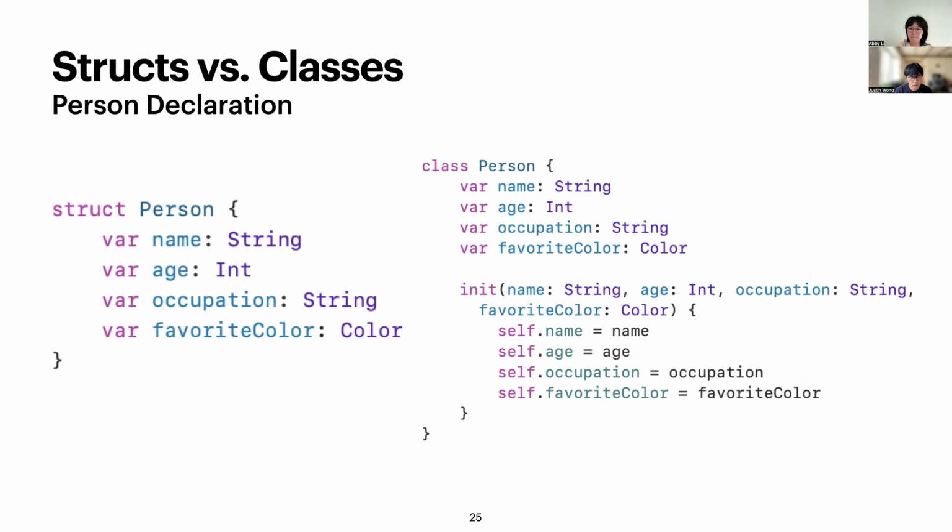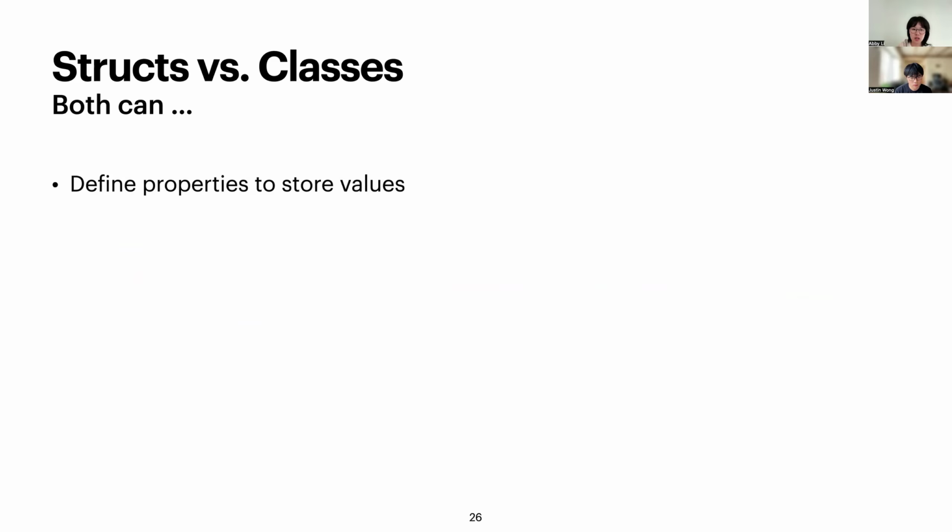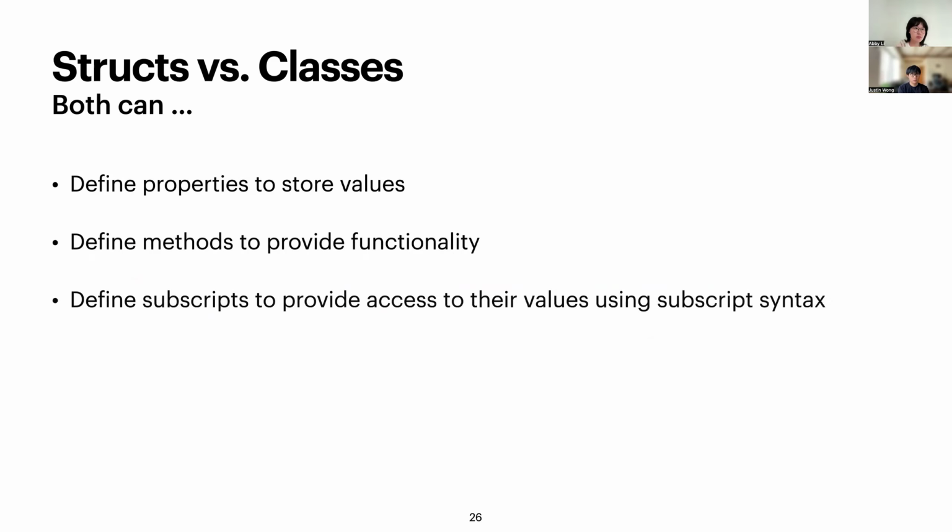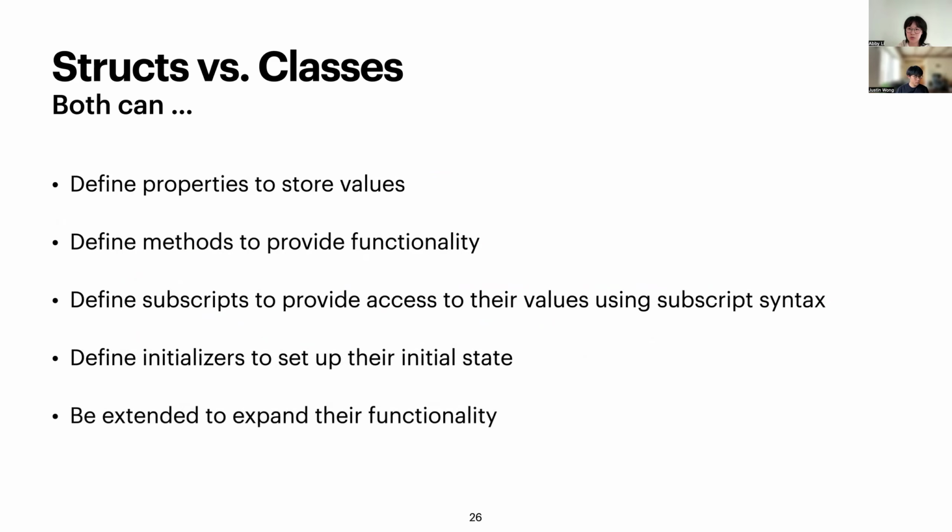They both can define properties to store values and define methods to provide functionality, define subscripts to provide access to the values using subscript syntax, and also define initializers. But they can also be extended to expand their functionality and also conform to protocols.